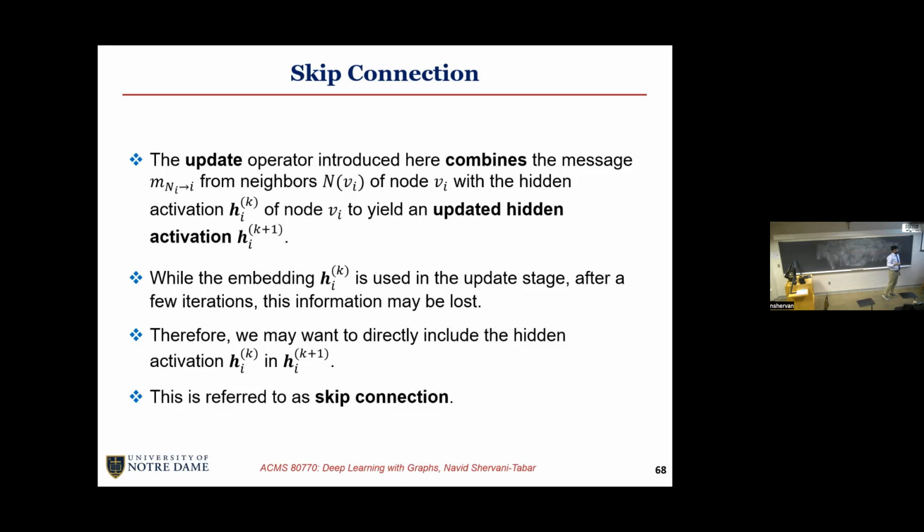Now, however, after a few iterations, this will diminish the information contained within the embedding of node i at iteration k; it will get lost after a few iterations of message passing. So what we can do to keep that is, explicitly, instead of passing these into a function and combining them, we explicitly combine them. So let's see what that means.